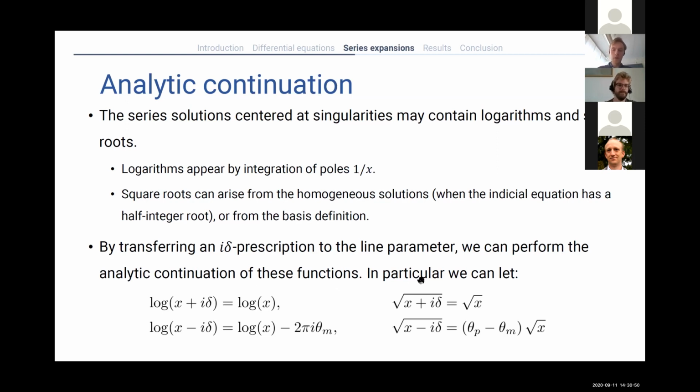So both logarithms and square roots can of course be very easily analytically continued if you assign some I delta prescription to your line parameter. For example, if log of x is the standard branch of your square root, which would correspond to having a plus I delta here, then you could express the branch where you have a minus I delta by introducing some theta function. So this theta m would be Heaviside theta of minus x.